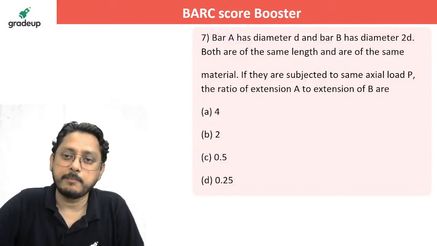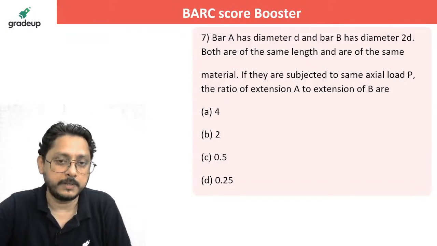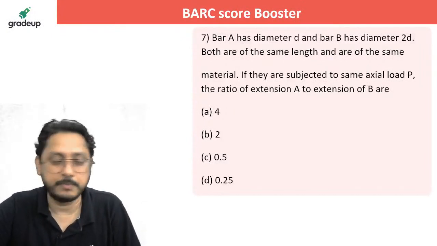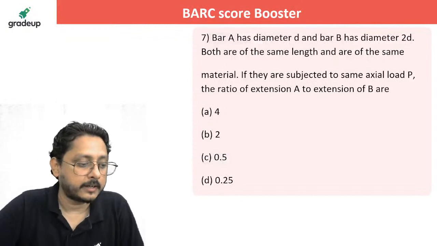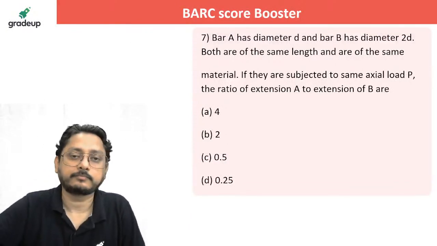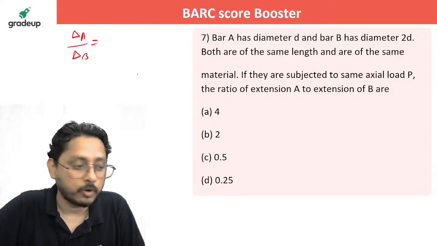Bar A has a diameter d and bar B has a diameter 2d. Both are of the same length and of the same material. If they are subjected to the same axial load P, what will be the ratio of extension of A to extension of B? That means he is asking about delta of A by delta of B, isn't it? What will be that?